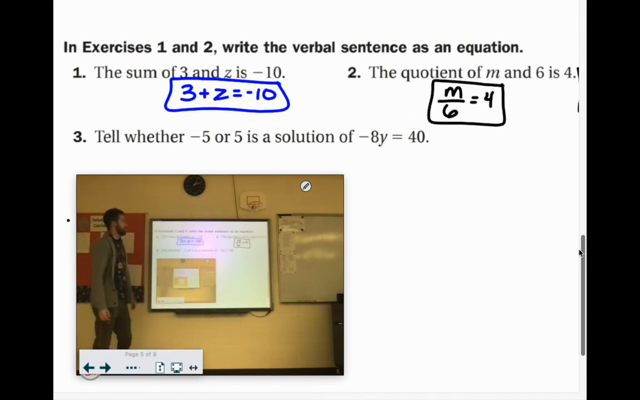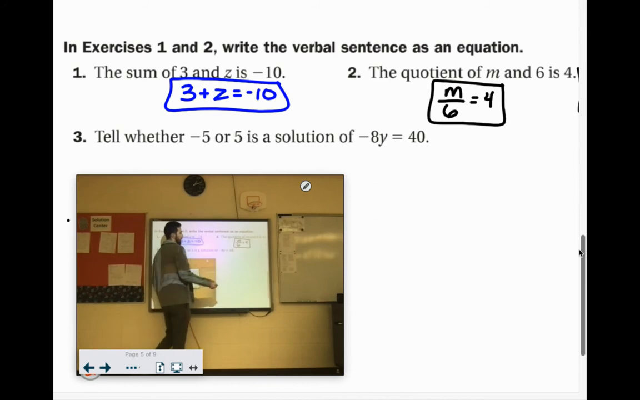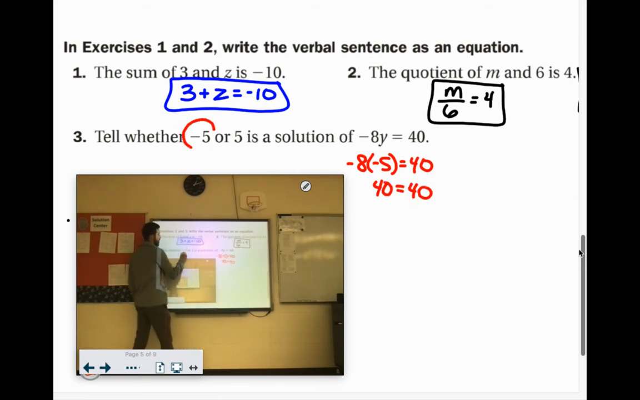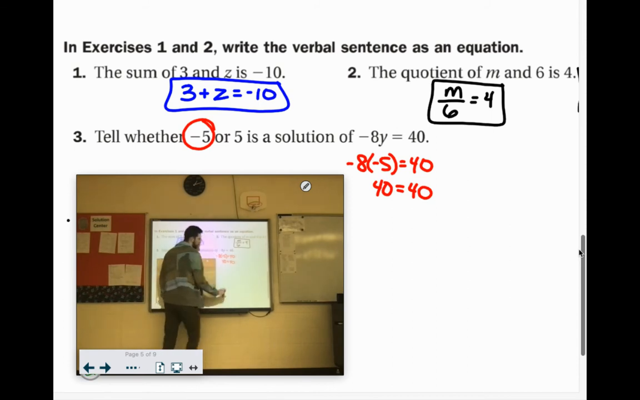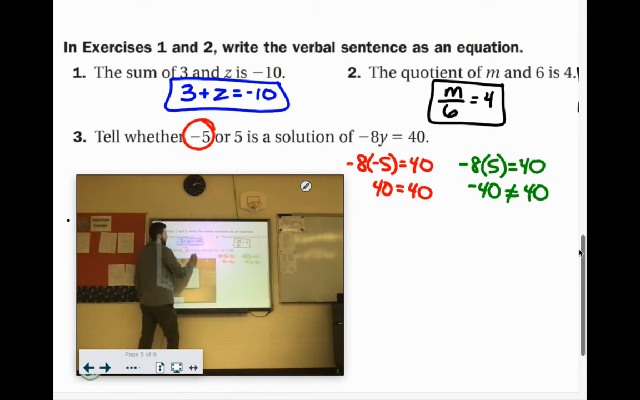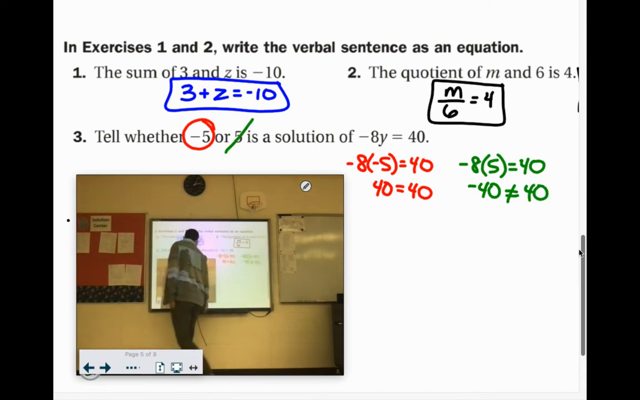Tell whether negative 5 or 5 is a solution of negative 8y equals 40. Well, that means multiplication. So negative 8 times negative 5 equals 40. Negative times negative is positive. 8 times 5 is 40. So yeah, 40 equals 40. So negative 5 worked. Let's check 5. Negative 8 times 5 equals 40. Negative 8 times 5 is negative 40, which does not equal positive 40. So positive 5 is out. Great.